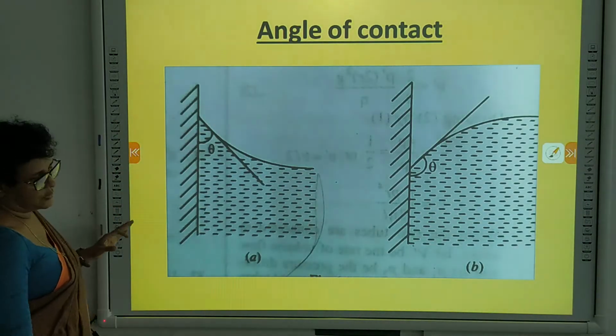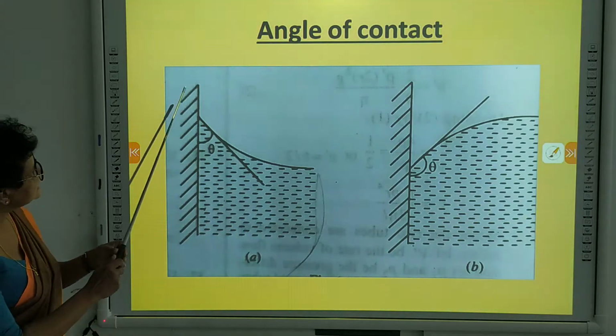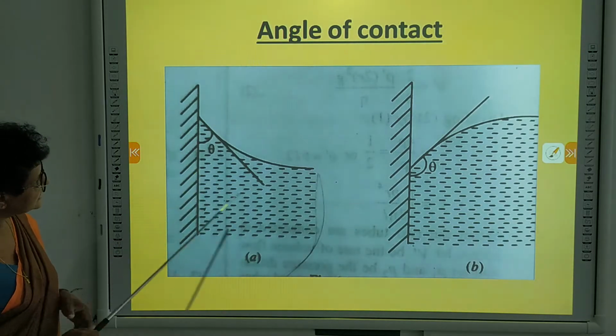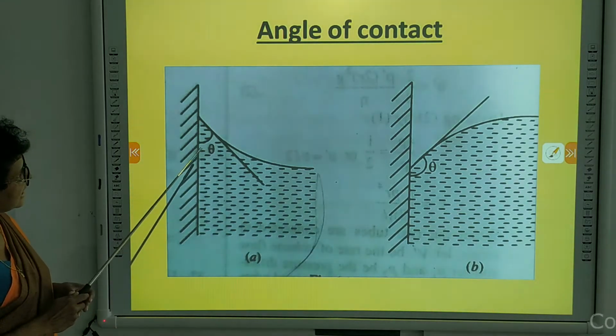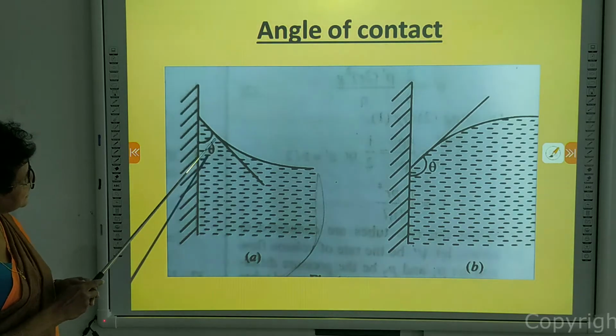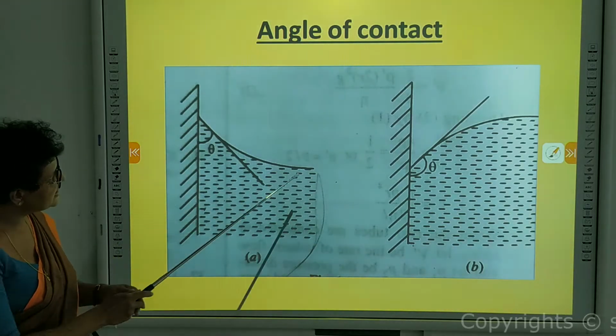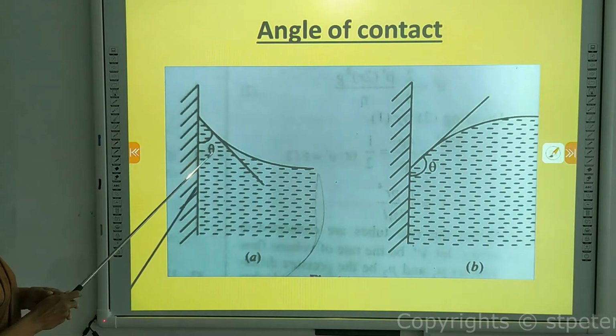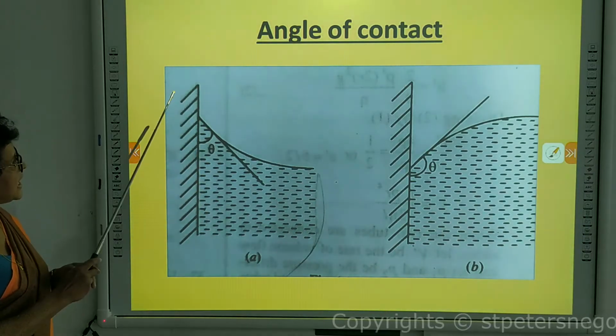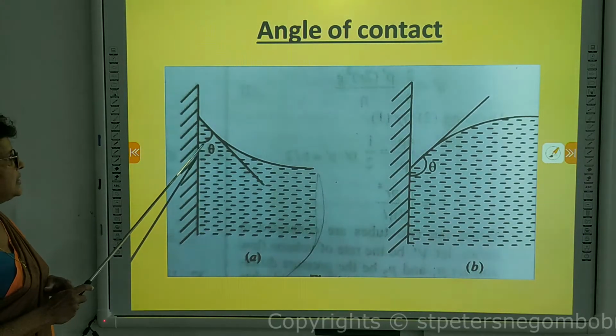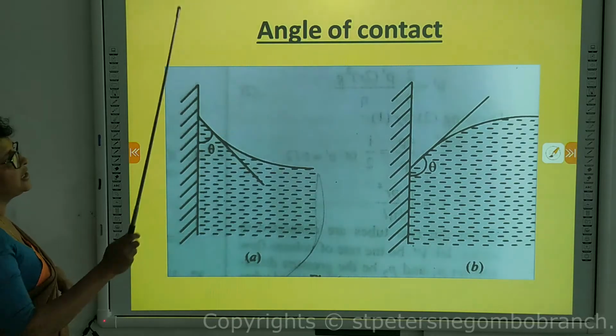Now see, this is the water beaker, this is the beaker wall, and this is the liquid. So this theta is, now you are drawing a tangent to the meniscus of the water, and between this tangent and the wall, this angle is called theta. This is the angle of contact.